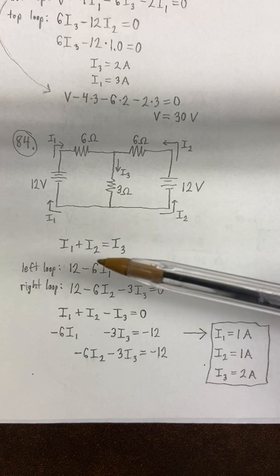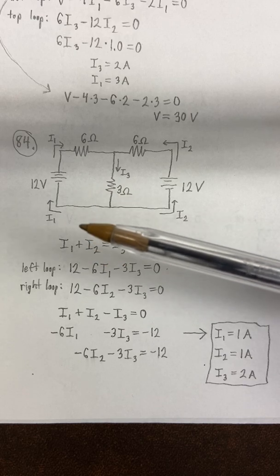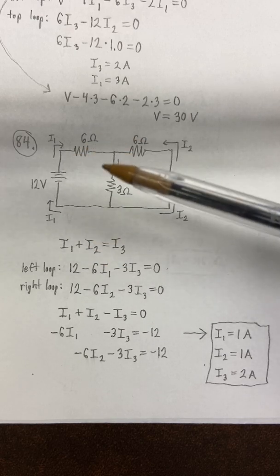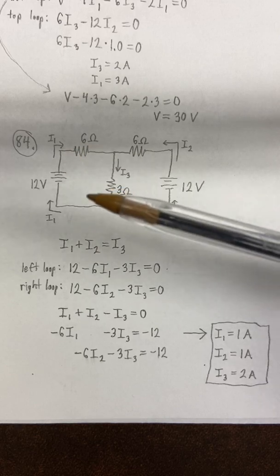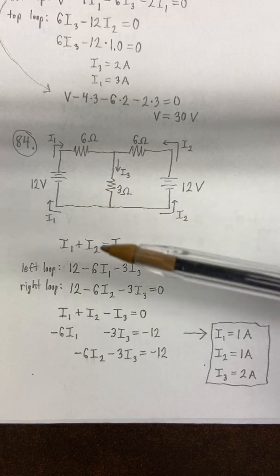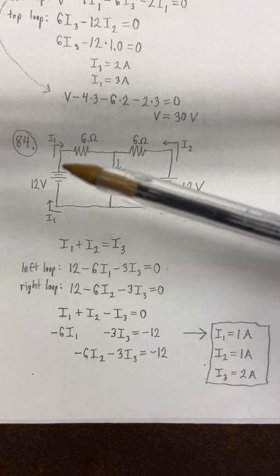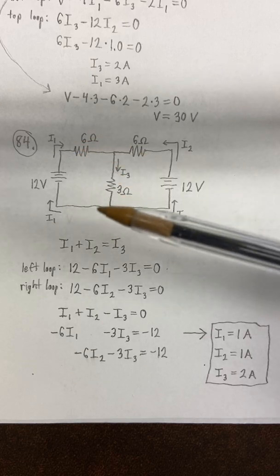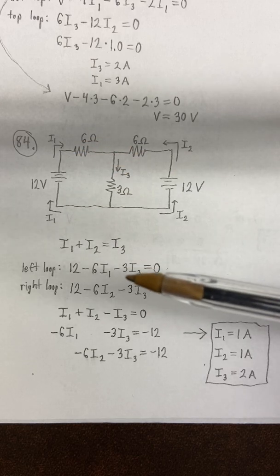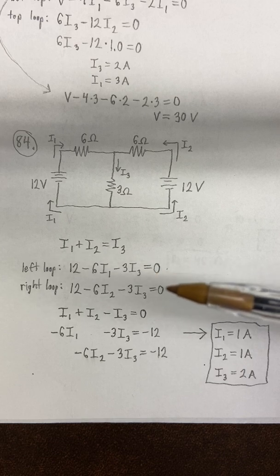All right, 12 positive voltage jump. And then, since I'm going clockwise, I1 matches the direction of the way that I'm going around the loop. So I have minus 6I1. And then again, going clockwise, I3 matches my chosen direction. So minus 3I3 equals 0.